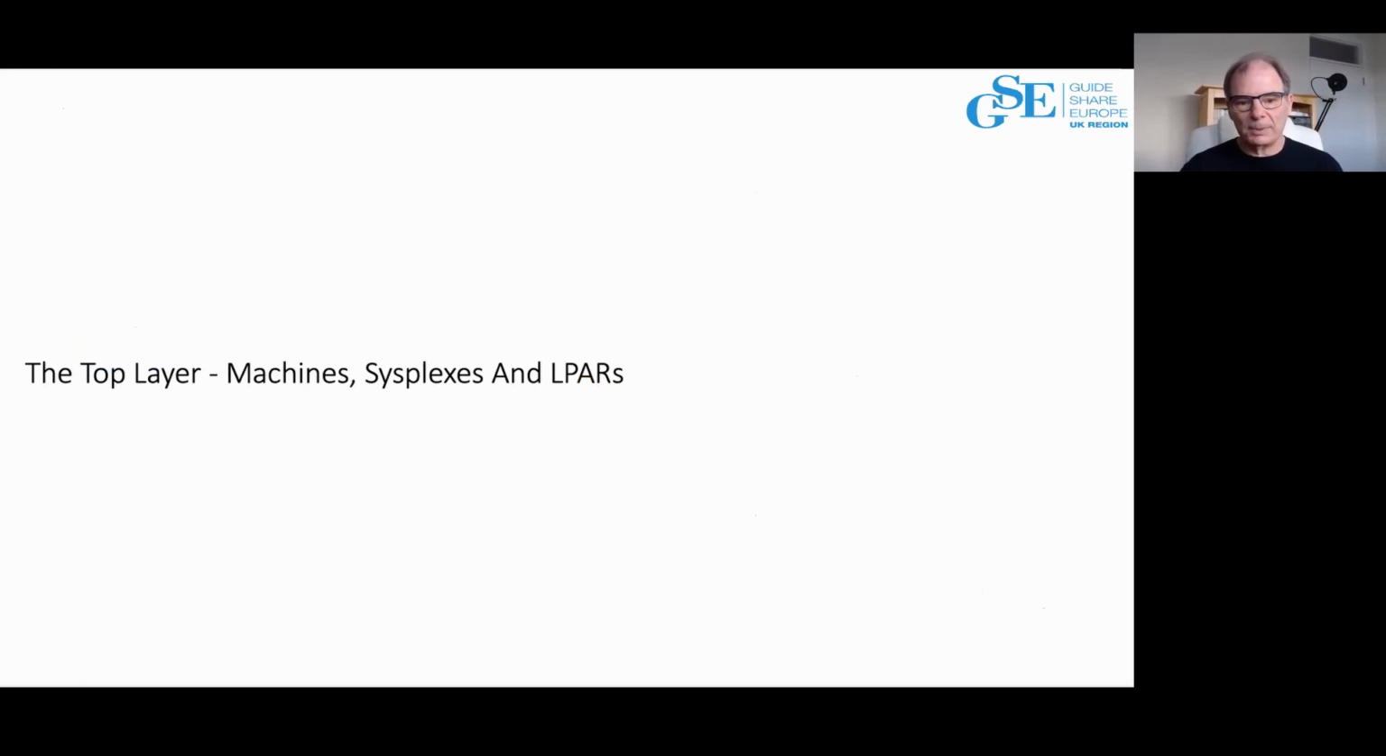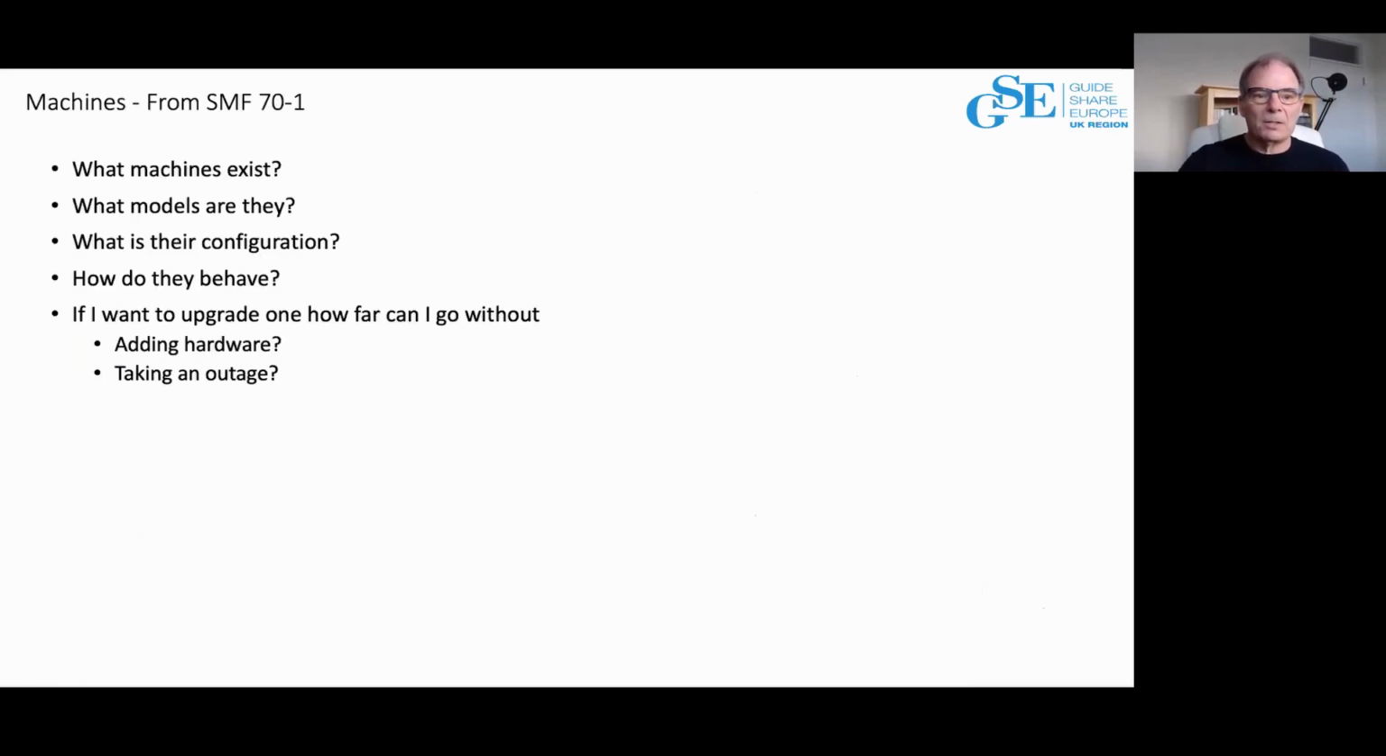So let's start at the top layer. If we want to document machines, we want to start asking questions like, what machines are there? Well, I'm going to admit you probably know, if you are a customer, what machines you've got. It's kind of nice, though, to keep track of them in a systematic, instrumentation-driven way. So what machines have you got? What models are they? What's their configuration? And then questions like, how do they behave at the machine level?